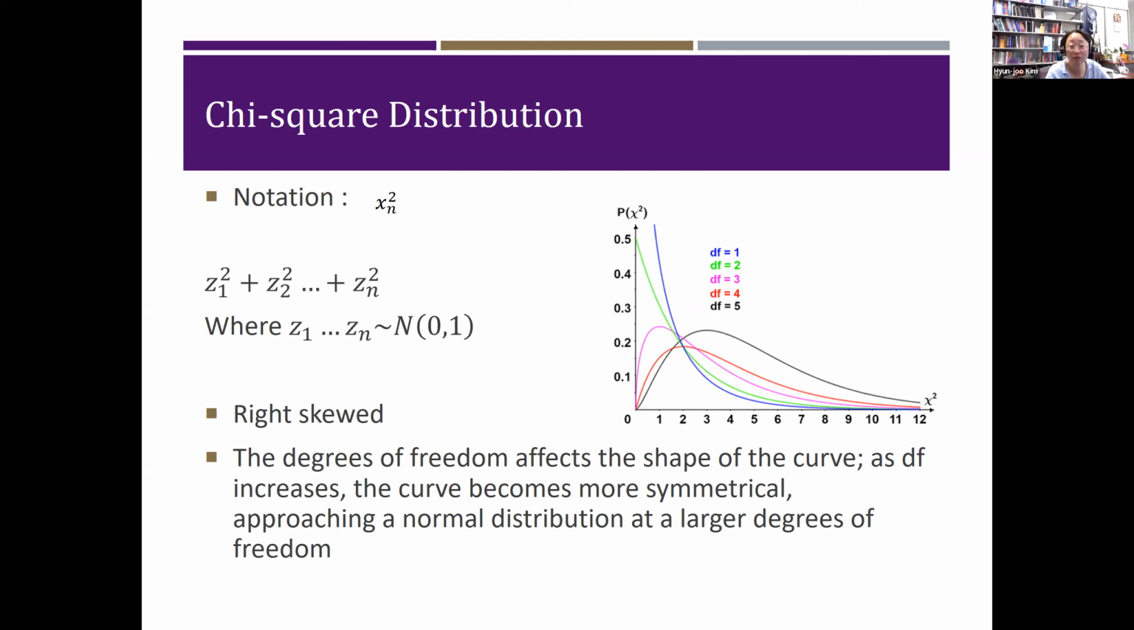When degrees of freedom is 1, which means just one squared standard normal variable, it looks like the blue line with degrees of freedom 1. As degrees of freedom increases, the curve becomes more symmetric, approaching a normal distribution.